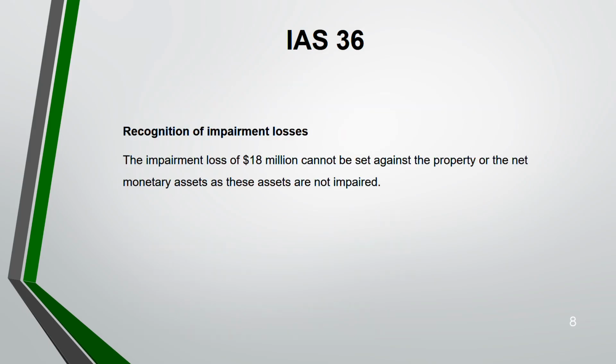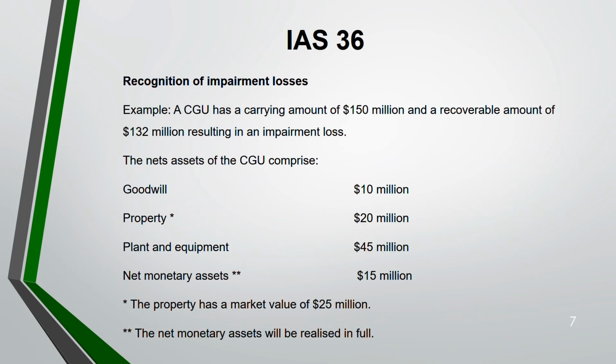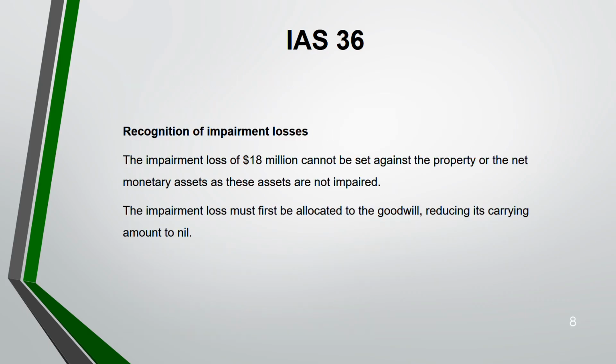So the impairment loss of 18, you cannot set against the property or the net monetary asset because these assets are not impaired. They told, right, net monetary asset has been realized fully. And also property value has been increased from 20 to 25. So those two assets are not impaired. The remaining assets are goodwill and plant and equipment. So first you will allocate against goodwill.